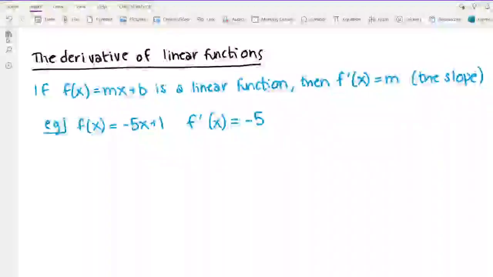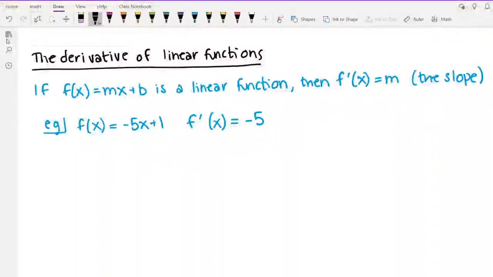Let's even sketch the original function and the derivative just to really drive home what we're trying to say here. So the original function would be negative 5x plus 1. I'm just going to eyeball that. So that would be a slope of negative 5 and a y-intercept of 1. So, somewhat steep. And I know that looks like it goes through 0, 0. That was not the intention. Let's just say something like that, right? It's a line that has a slope of negative 5 and a y-intercept of 1.